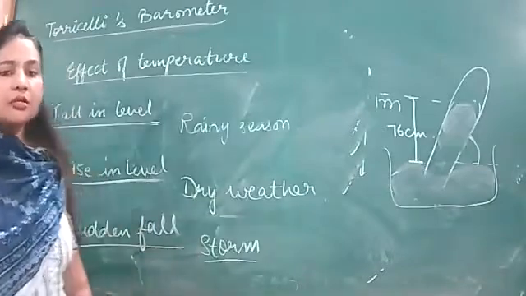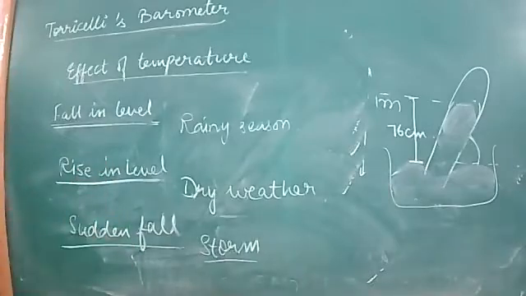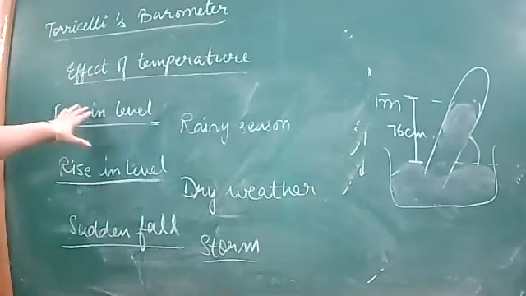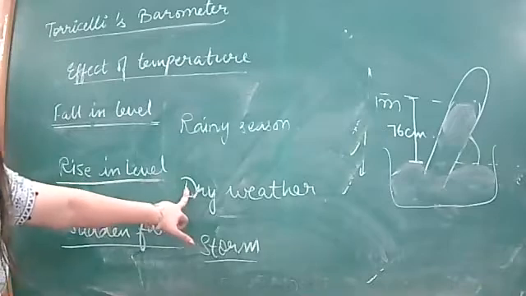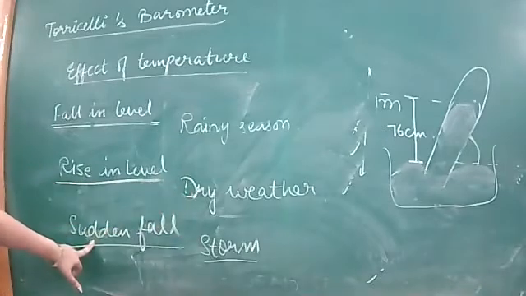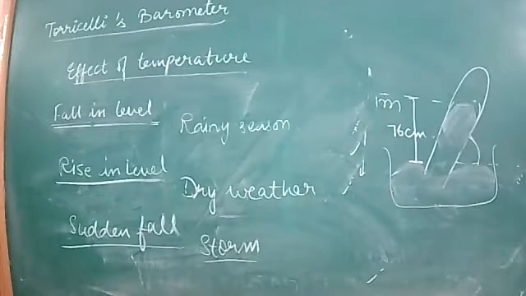Okay, so all the three changes in the level of mercury in the barometer are clear to you. If the level is falling gradually, that will indicate rainy season. If the level is increasing gradually, slowly, then it will indicate dry weather. But if there is sudden fall, then it will indicate stormy weather. So this is how the reading of barometer also changes accordingly. All right.